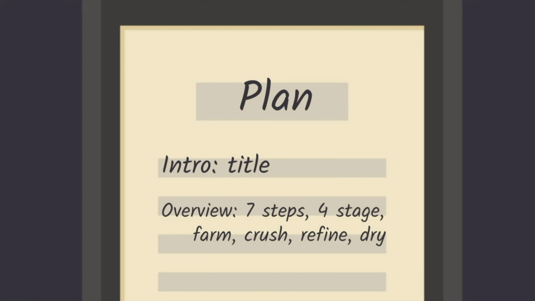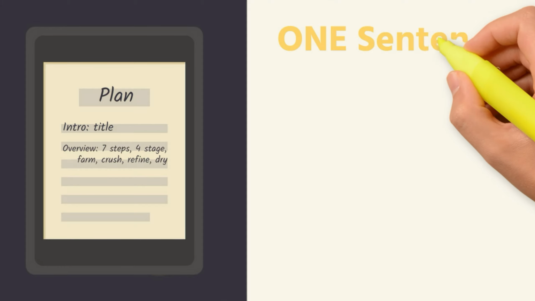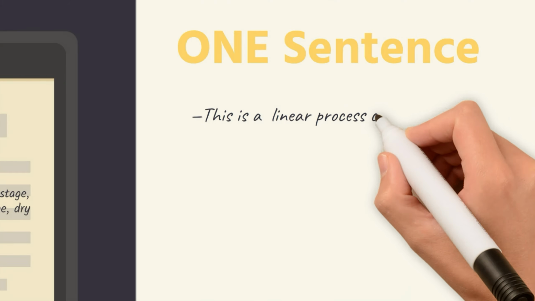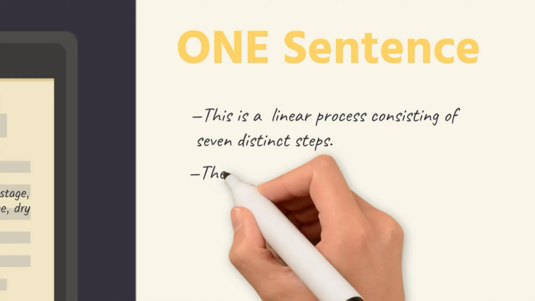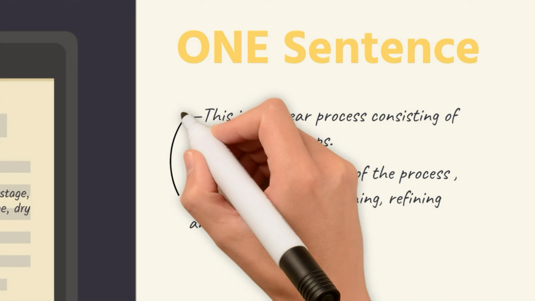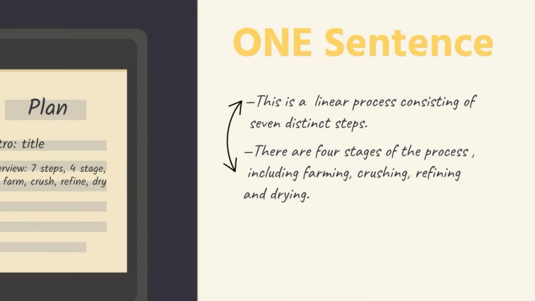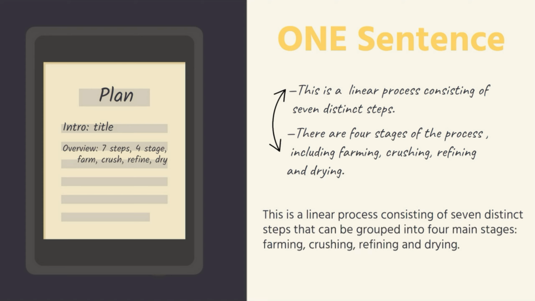Next, the overview. Expand based on the plan. First, we might write 2 short sentences. This is a linear process consisting of 7 distinct steps. There are 4 stages of the process, including farming, crushing, refining, and drying. Then, connect them together. This is a linear process consisting of 7 distinct steps that can be grouped into 4 main stages: farming, crushing, refining, and drying. Use the word that to connect them together.